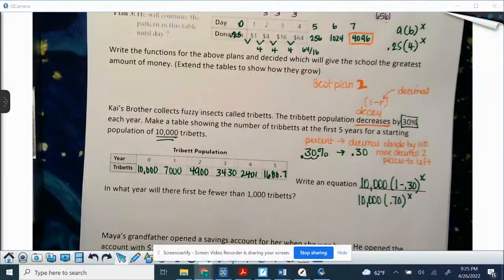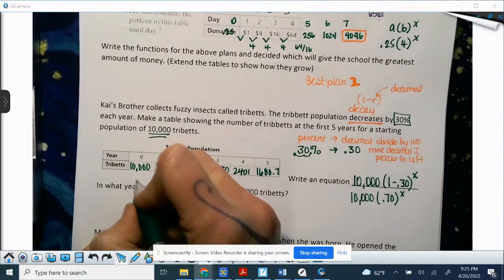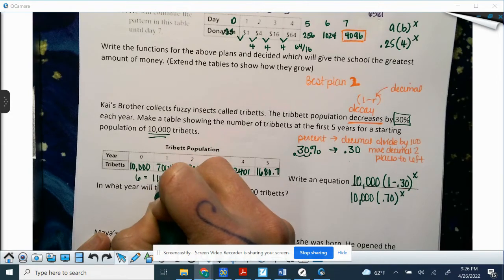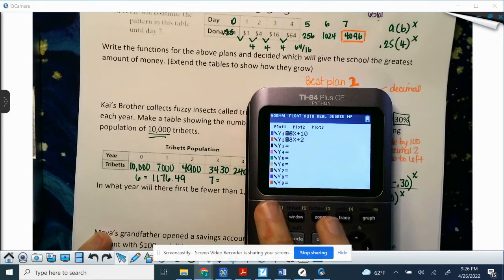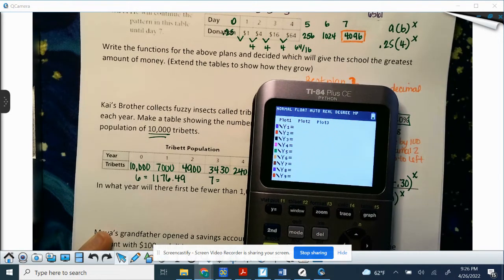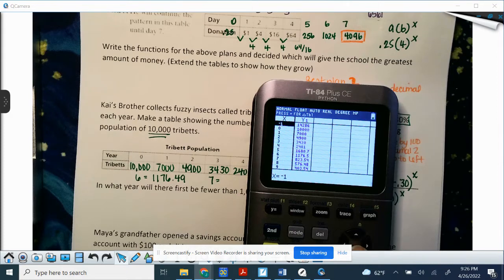In what year will there be fewer than 1,000 tribits? So it's still above 1,000 at 5. So maybe if I do 1,680.7 times 0.7 again, it's going to be 1,176.49 at year 6. So not quite there yet. Year 7. You could also go to your y equals in Desmos or in your TI-83 and put in that 10,000 times 0.70, raise it to the x power, and then hit second graph and go get our table. And so we already know that at 7 years, it's less than 1,000.